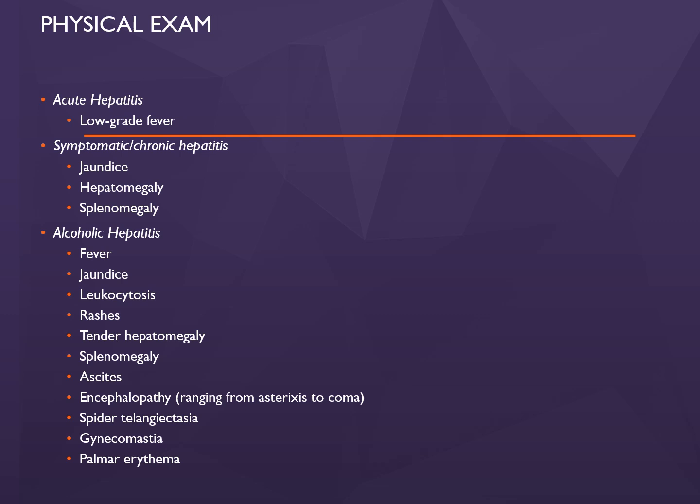Like the other hepatitis that we talked about, in the physical exam you want to make sure you do a comprehensive exam. But when you do their exam, the things you may see on your physical exam may differ. Here you can see what it may look like for someone with acute hepatitis versus chronic versus alcoholic.